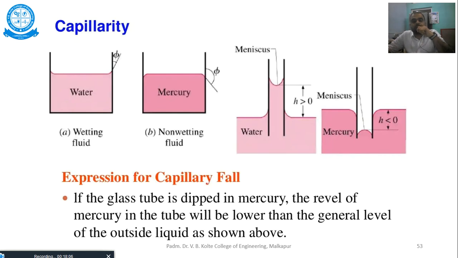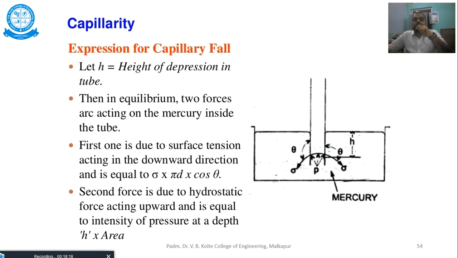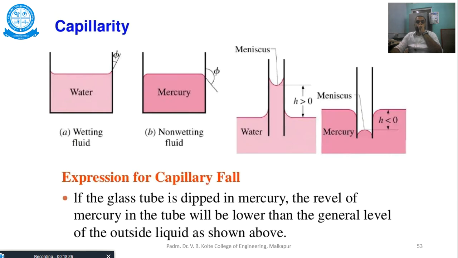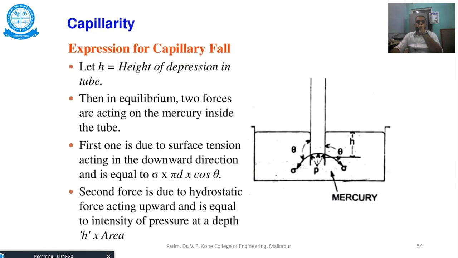Then we will see the expression for capillary fall. If the glass tube is dipped in mercury, the level of mercury in the tube will be lower than the general level of the outside liquid, as shown above. Now see, in capillary rise we took the liquid as water. In capillary fall we take mercury. When we insert a vertical tube in mercury, the level of the mercury will fall.